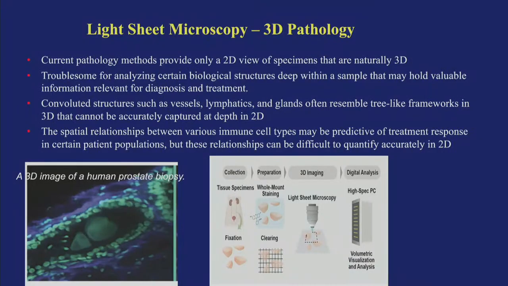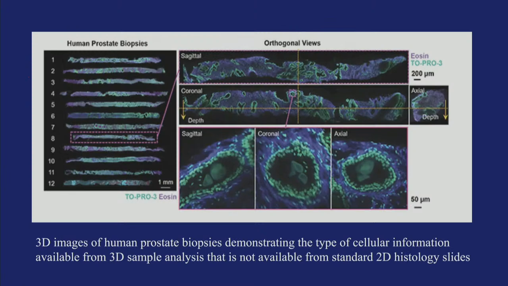The other one which is coming up latest is the light sheet microscopy. Normally whatever current pathology methods we are using give a two-dimensional view, but it is very troublesome when you want to assess the vessels, lymphatics and glands, so they cannot be captured in depth. So you can go for a 3D dimension. This gives the spatial relationships between various cell types and helps us to accurately diagnose. An advantage is you're not cutting the tissue, you're not distorting the tissue, but you're using the three-dimensional magnification and different views to identify the depth of the lesion, and this is able to give you much more information.